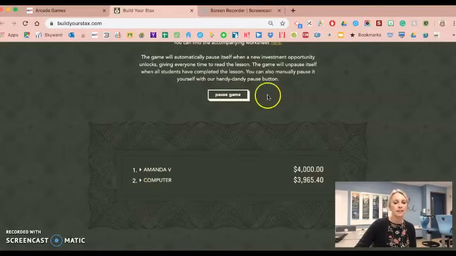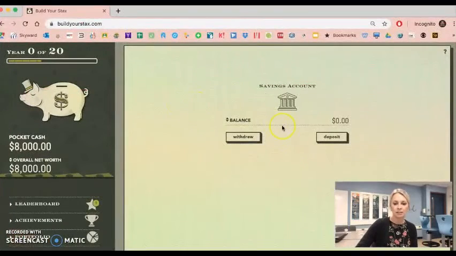So I put this teacher one that you're looking at right now on my smartboard where students can view all of that information, but the student is still looking at that same screen like I showed you before, where they're depositing money into the savings account and investing, and they also have a leaderboard there.